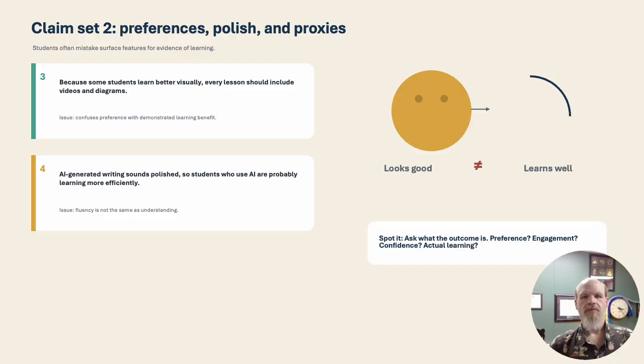And these aren't so much that there's no evidence, but it's presenting a preference or it's presenting something that sounds polished or a proxy variable as evidence. Again, just like the first set, there's no actual evidence here. So because some students learn better visually, every lesson should include videos and diagrams.